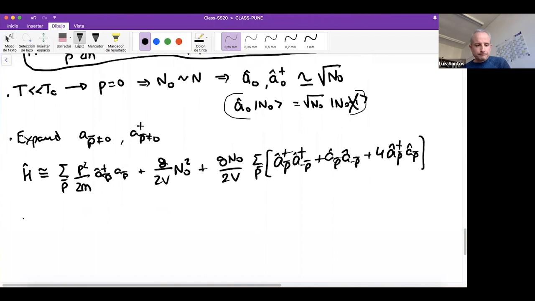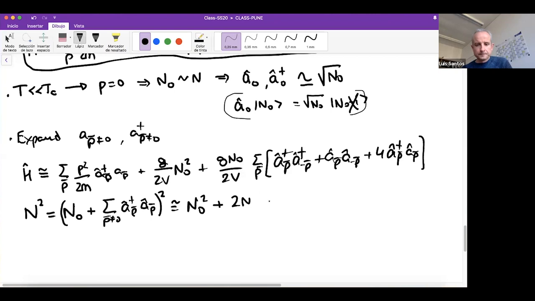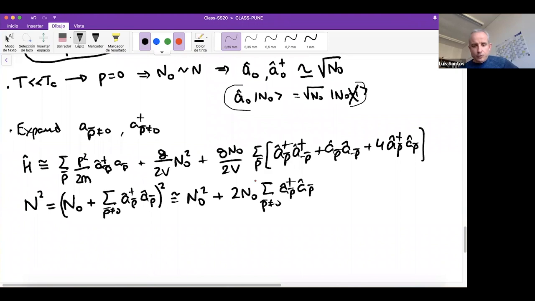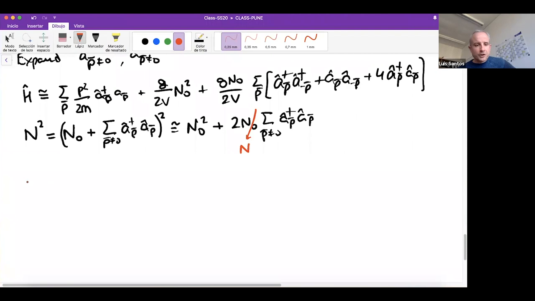Now, the total number of particles is the number of particles in the condensate plus the number of particles which are not in the condensate. So if you take the square of this, you get something of the form n squared. And now I take just the second order. Actually, here I could simply write n, because the difference between putting n0 and n here will give me just higher order terms. So this means that I can substitute n0 squared plus 2 A_p here as n squared.